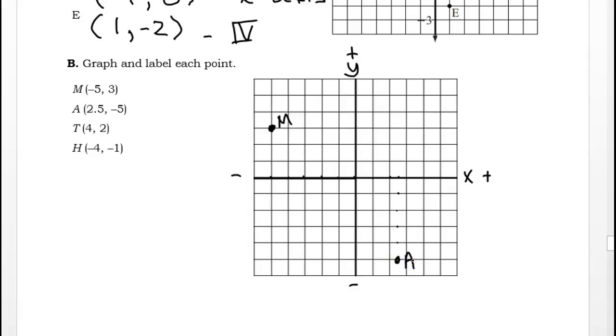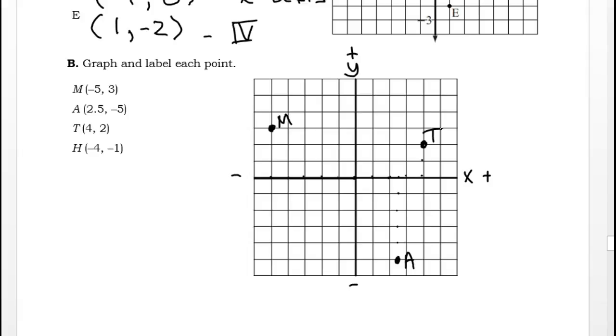So I'm adding those tiny little dots just so you can see where I'm counting, but really our goal is just to draw this guy. Letter T, 4, 2 means 4 right, 1, 2, 3, 4, and 2 up. 1, 2 up. Here is where letter T goes.